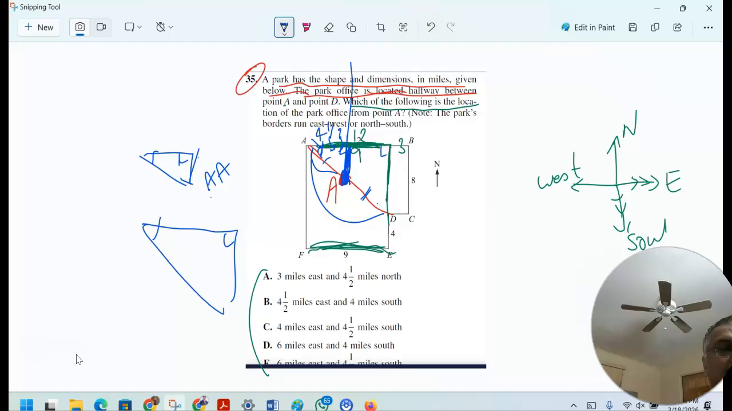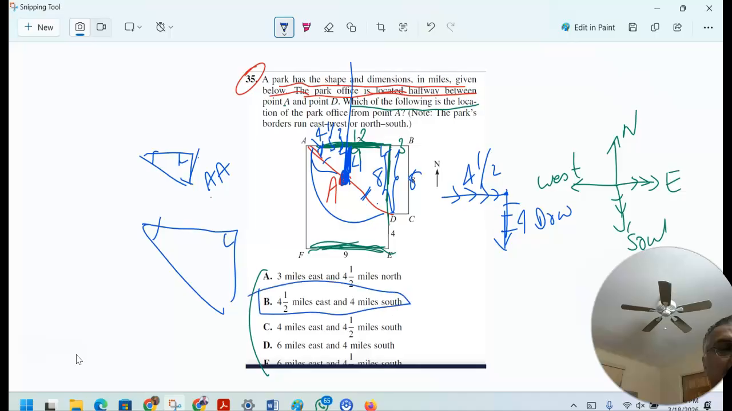And this part, because this is double of this one, this is half of this. So because this is 8, this becomes half, so come 4 down. That means you go 4.5 right, that means to the east, and you go 4 down, that means south. So your answer becomes 4.5 miles east and 4 miles south. I hope I make sense to you.